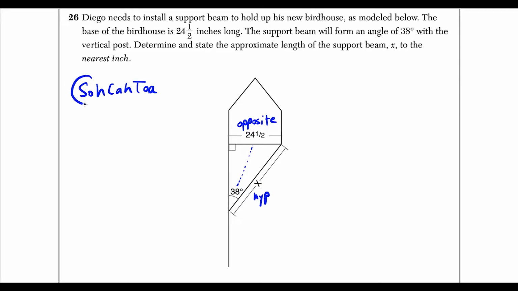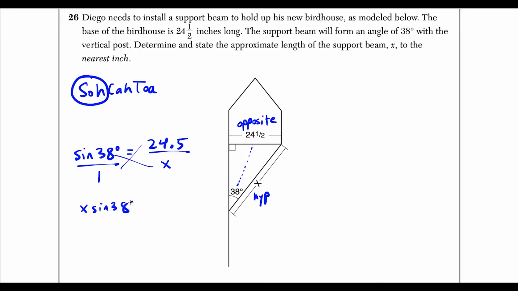So that's going to correspond to the sine function here. So we're going to have sine of 38 degrees is equal to the ratio of the side opposite, which is 24.5, over the hypotenuse, which is x. And now just cross multiply and do the algebra to solve for x. So I'd have x times sine of 38 degrees equals 1 times 24.5. And now we're just going to divide both sides by sine 38 and just type the rest in a calculator. So we want to solve for x.